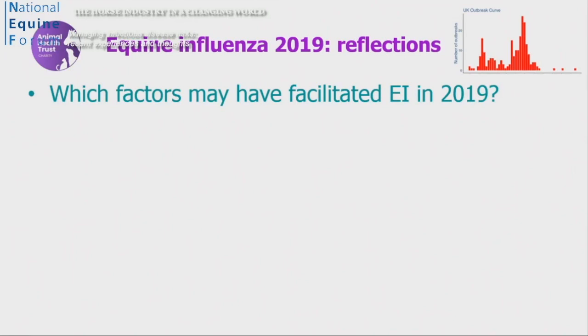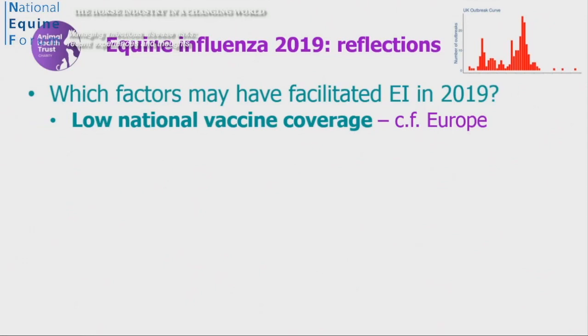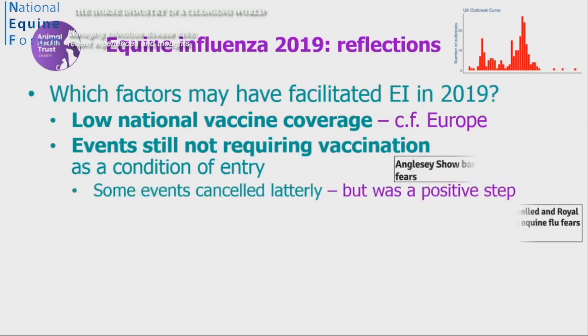So what factors actually do we think now facilitated that outbreak in 2019? Bear in mind, it was probably the biggest outbreak this country had seen in getting on for 50 years. Well, unfortunately, we have a low national vaccine coverage. And if we compare that to the rest of Europe, which did have flu but didn't suffer it as much as we did, our vaccine coverage is not as good as it is elsewhere. Events, unfortunately, despite the warnings, were not requiring vaccination as a condition of entry.